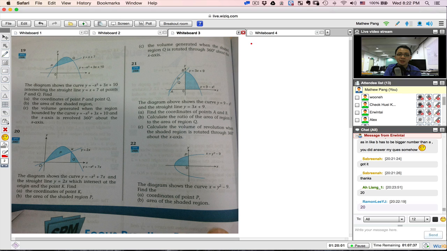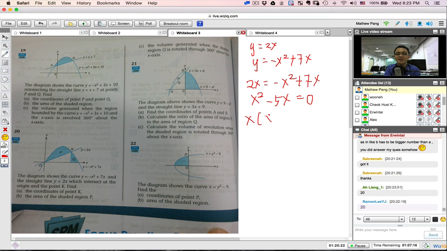I got y equals 2x, and I got y equals negative x squared plus 7x. I substitute y in. So 2x will equal negative x squared plus 7x. So my x squared, okay, minus 5x equals 0. I factorize out x(x minus 5) equals 0. So x will equal 0 or x will equal 5.